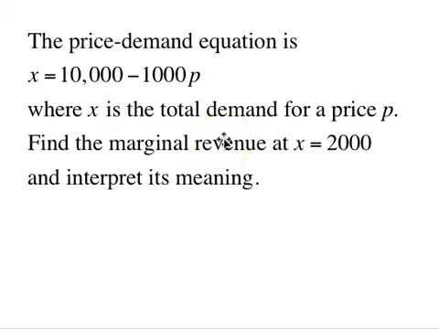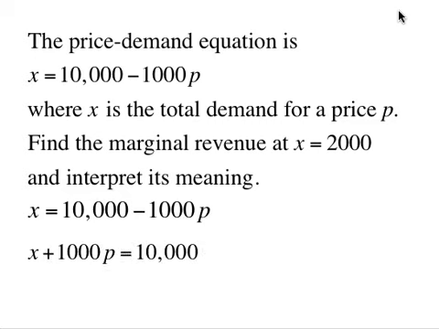Well, revenue is the number of items we sell times the price per item. So I need to solve this for p. I need to find out what the price per item is. So starting with x equals 10,000 minus 1,000p, x plus 1,000p is 10,000.